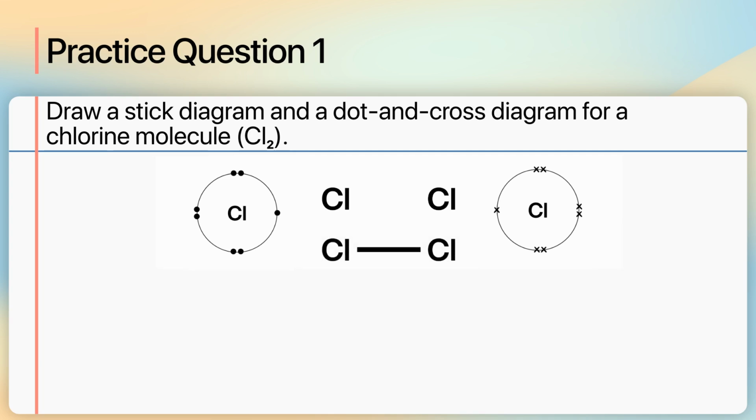Let's now sketch the dot and cross diagram. We already know that each chlorine atom has 7 outer electrons, and that each of the chlorine atoms will contribute a single electron to the shared pair, giving us this structure.